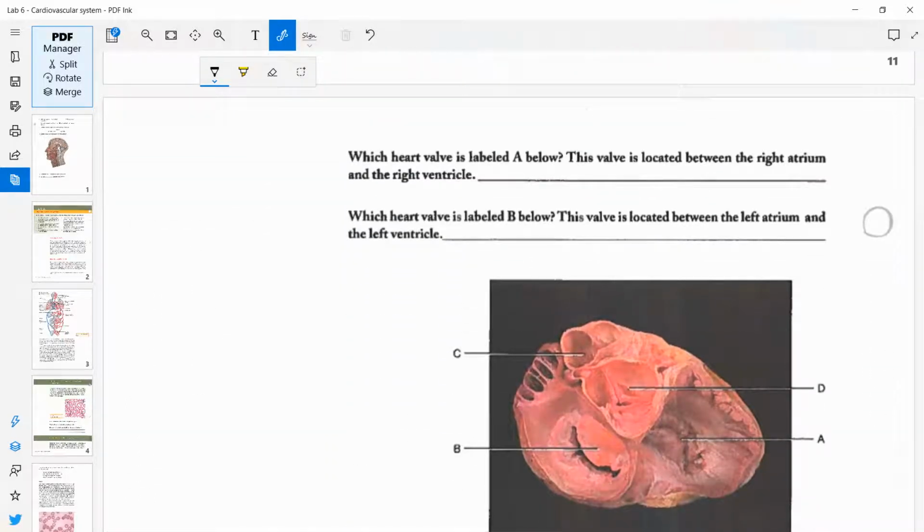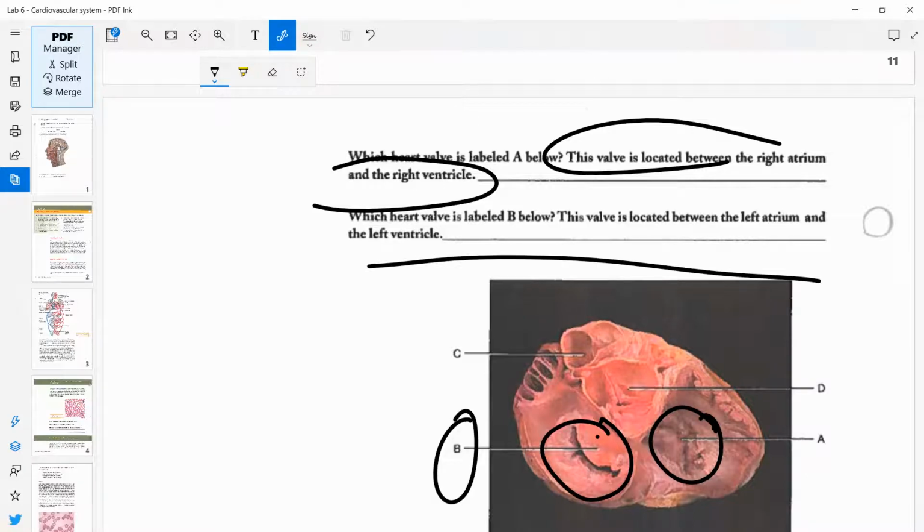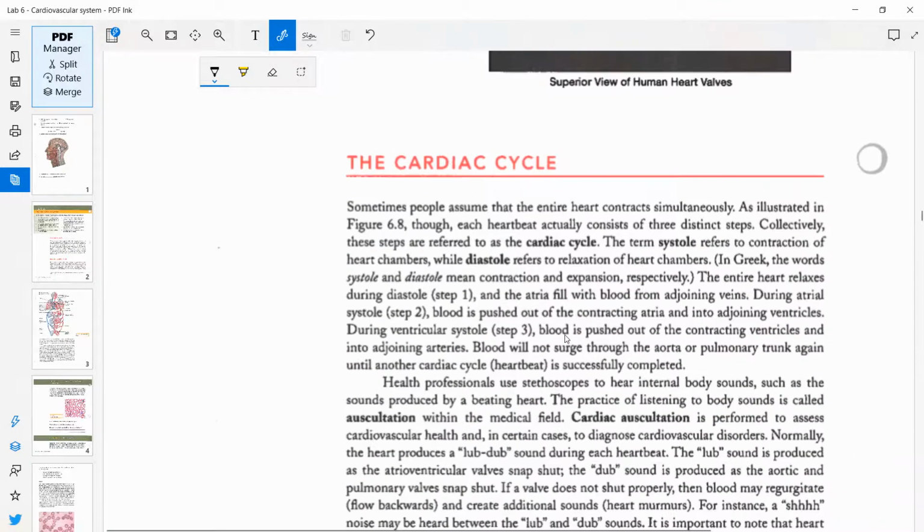Heart valve, so A is the tricuspid valve. That's a dead giveaway. The valve between the right atrium and right ventricle. And B is the bicuspid or mitral valve. Here, it separates the left atrium and left ventricle.